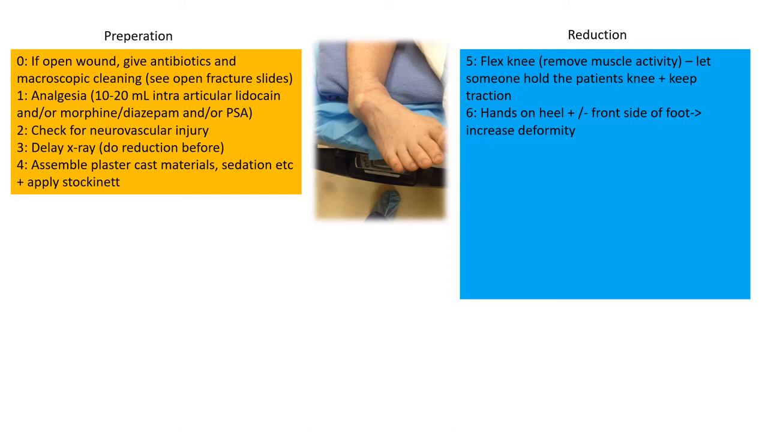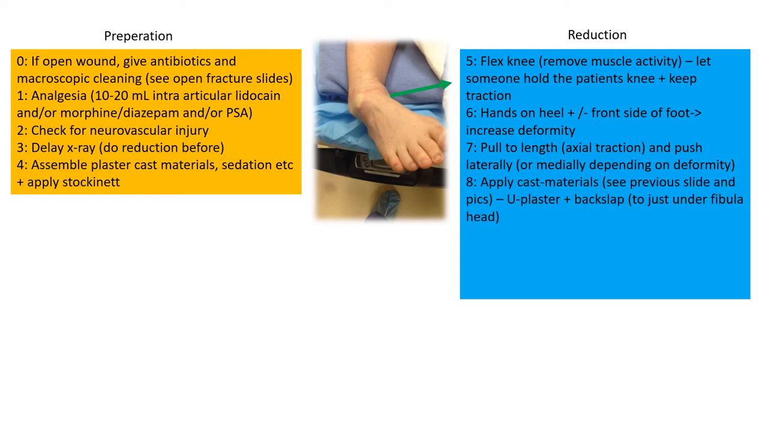Okay, then you put your hands on the heels and in front of the foot, like one hand here and one hand here. And then you do, as we said before with the callus fracture, you increase the deformity. Well, you already put traction on it. Then you increase the deformity, pulling that way first, and then maybe pulling that way, and then in here, and then usually it'll go in. So you pull that way, pull to length, and then push laterally.